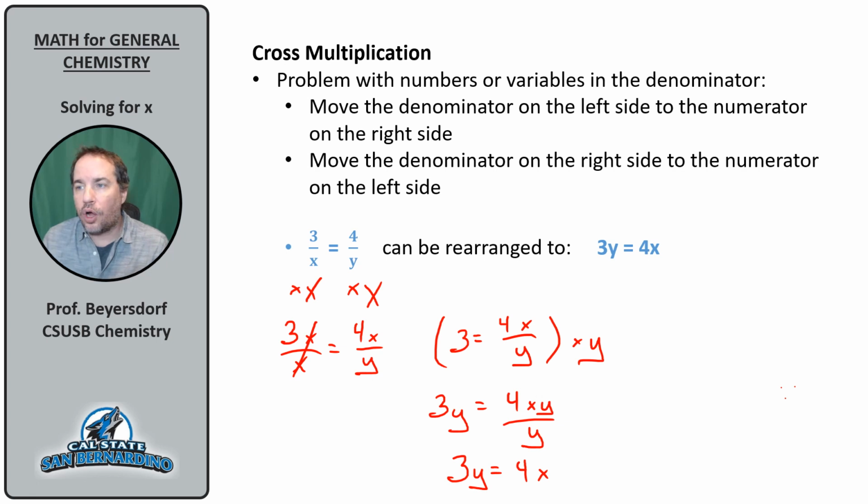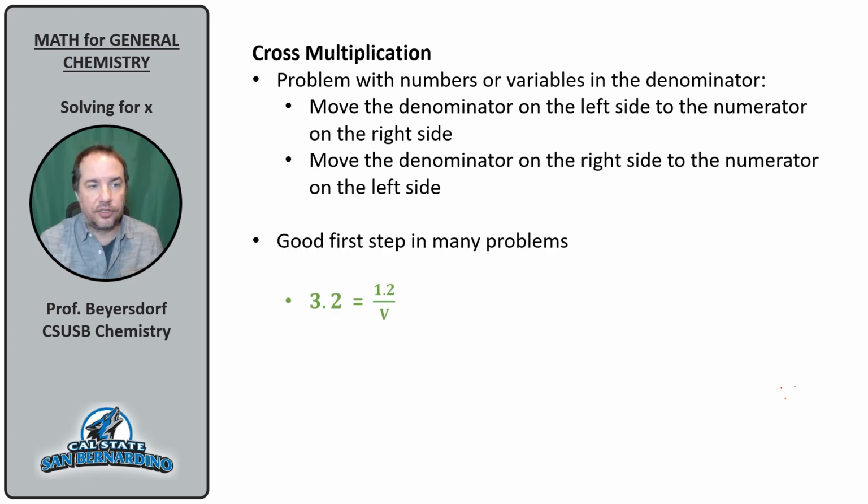Okay? So cross multiplication is a nice way, and a lot of times we use that as the first step in calculations. So let's look at an example. Here, 3.2 equals 1.2 over v. And so this is a little bit different than the previous one. In the previous one, I had something over x equals something over y. Here, I don't have that.